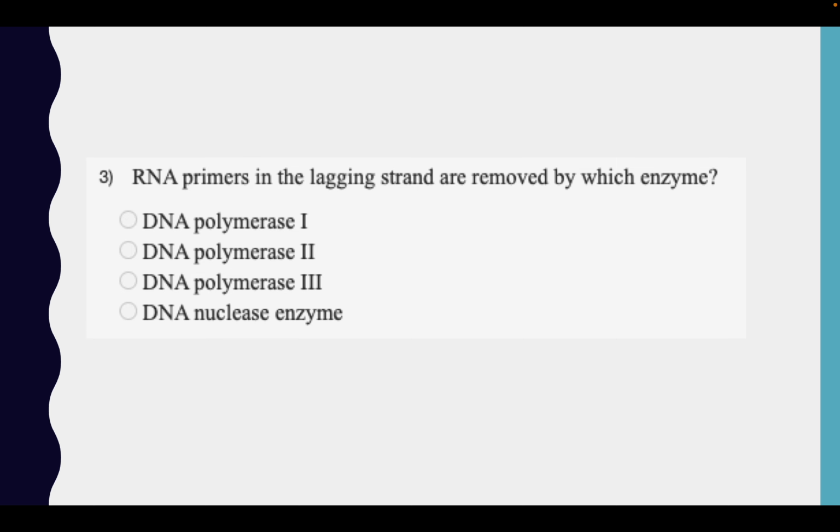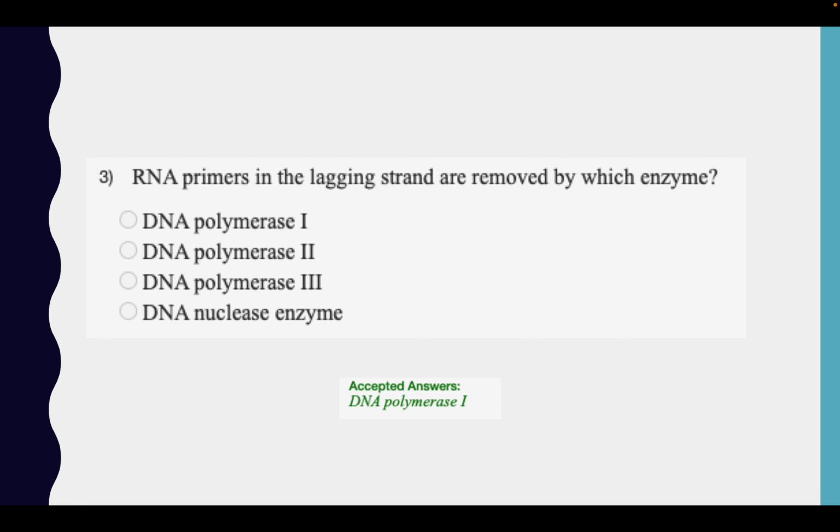RNA primers in the lagging strand are removed by which of these enzymes? Anyone? It is DNA polymerase 1. Okay. So what does it do? It removes the RNA primers from the lagging strand during DNA replication.